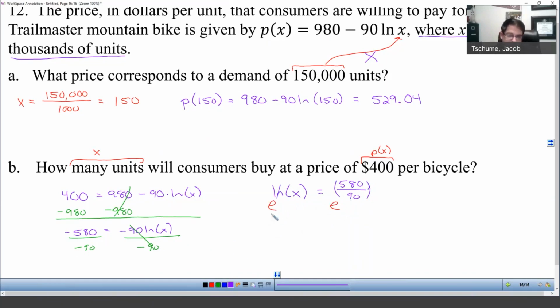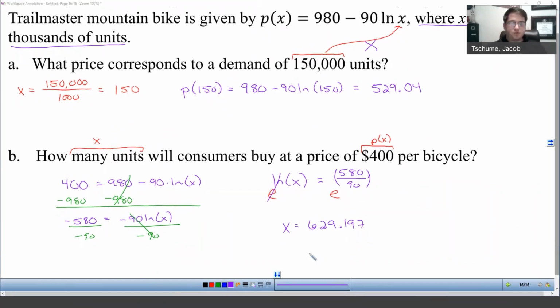Now on the left, the e and the ln cancel so that all you have is an x. And if you type this right-hand side into your calculator, you should get 629.197. Once again, though, that beginning problem is where everybody gets this problem wrong in my class. This is not your final answer. Remember, X is in thousands of units. So in order to get the number of units, you now have to multiply this decimal by 1,000.